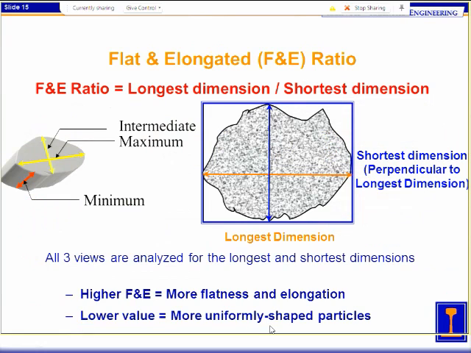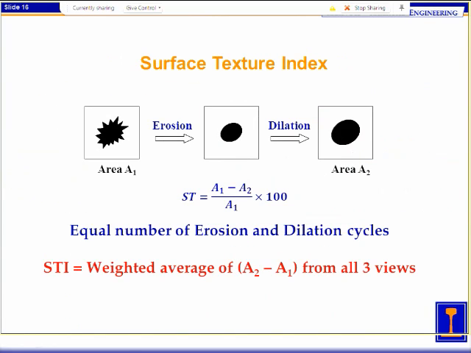Flat and elongated ratio, like I said, maximum to minimum dimension. You're kind of measuring in three dimensions here. Surface texture index. Basically, you're doing erosion and dilation cycles on this. Pretty much what you do is you erode it and then dilate it to create a kind of idealized particle surface. It's going to be smooth.